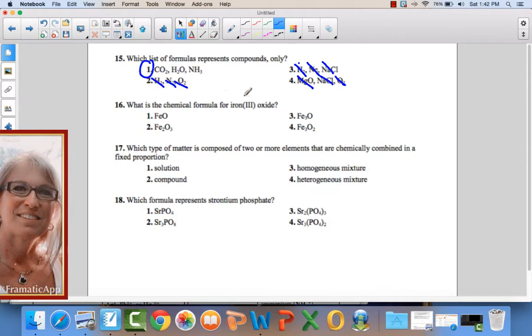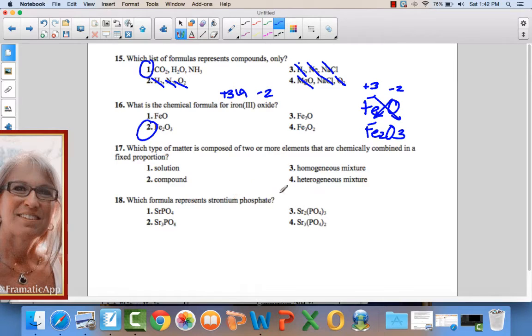Iron 3 oxide, so we're using the +3. Oxide is -2. So this was +3, this was -2, and then we drop and cross, and we get Fe2O3.